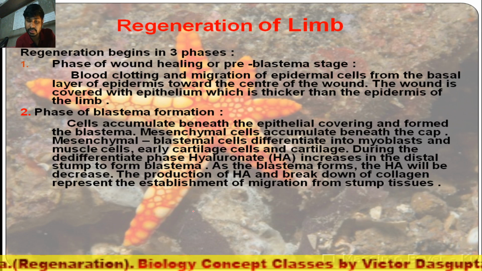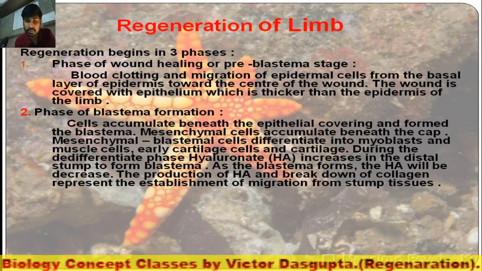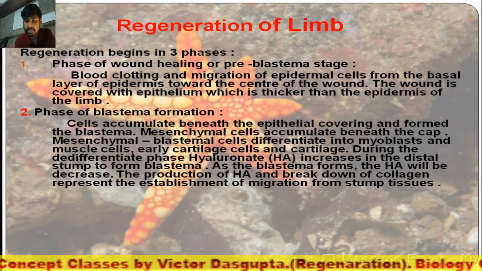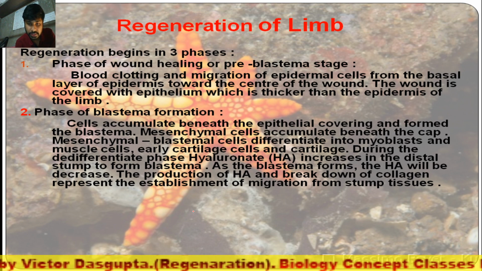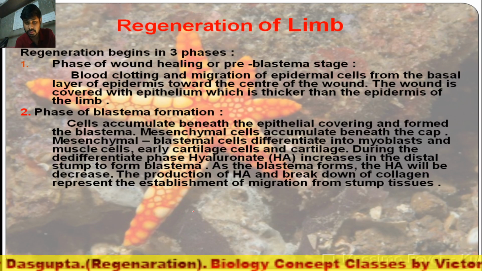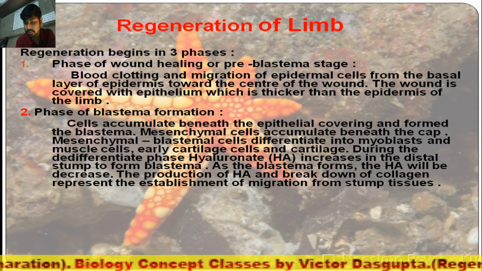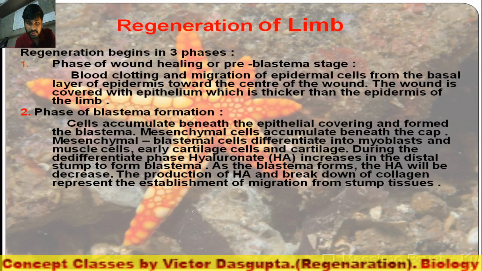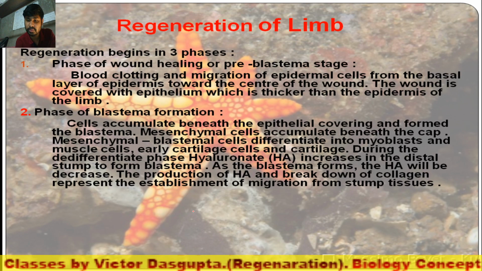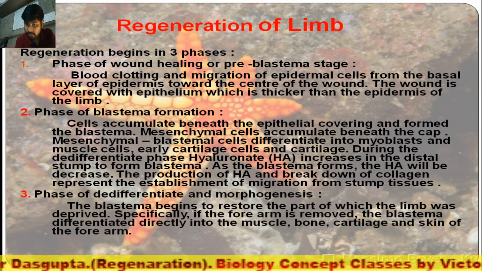During the dedifferentiated phase, hyaluronate increases in the distal stump of the blastema. As the blastema forms, the hyaluronate, HA, will decrease. The production of HA, hyaluronate, and breakdown of collagen, which we know is a type of fiber under connective tissue, represent the establishment of the migration of stump tissue, which is going to form the limb.